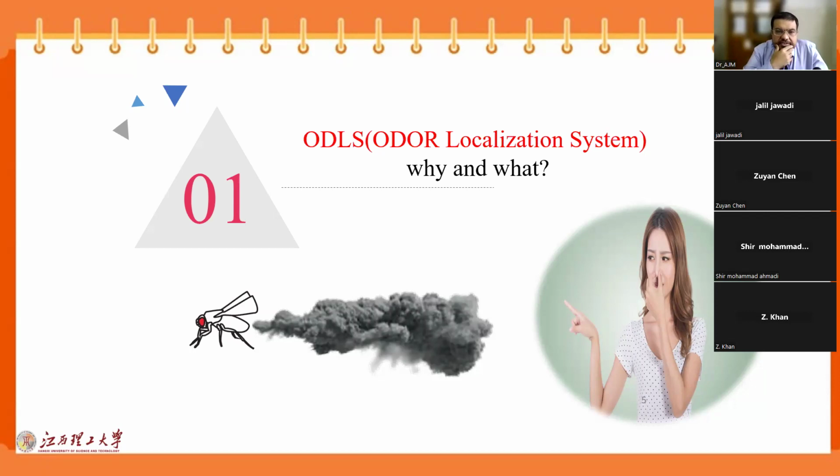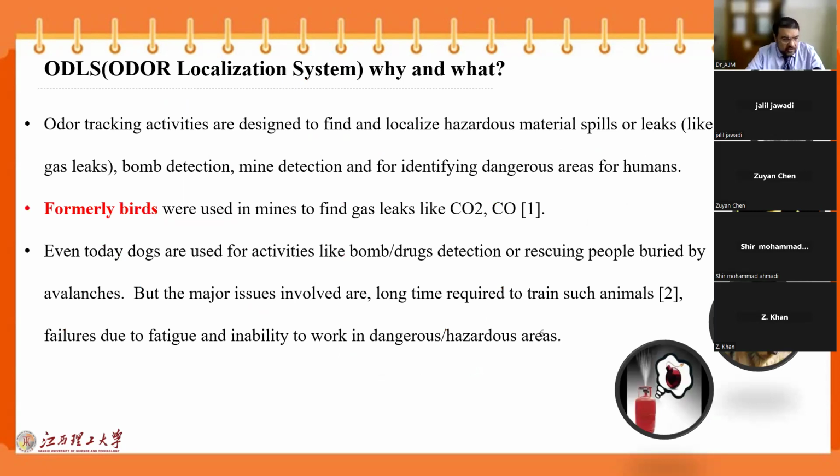First of all, let us see what is ODLS, the short form of odor localization system, and why and what we should have. Odor tracking is one of the critical activities that people have done from long back. If you see the cartoons or some movies, there is a boy having a canary or other bird in a cage. And when something happened in the mine, that canary would die. It means that there is a leak of CH4, some gas or CO2 in the mine. And then all the people should leave the mine and save their lives.